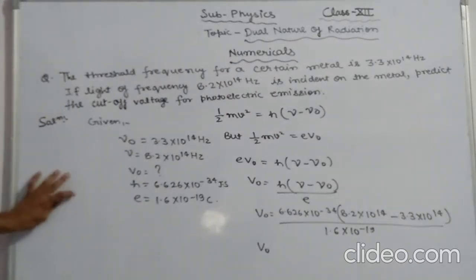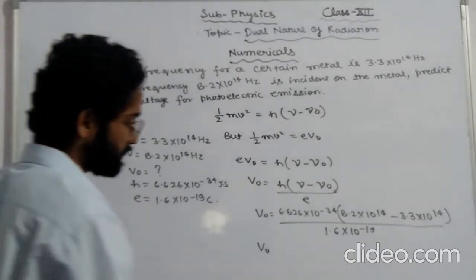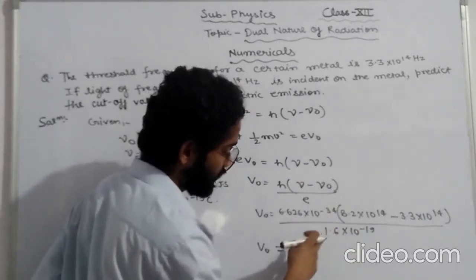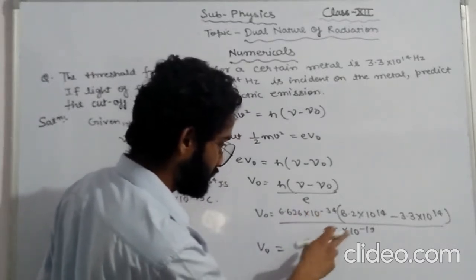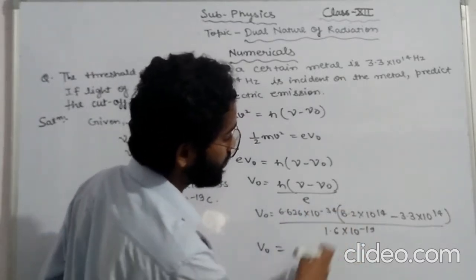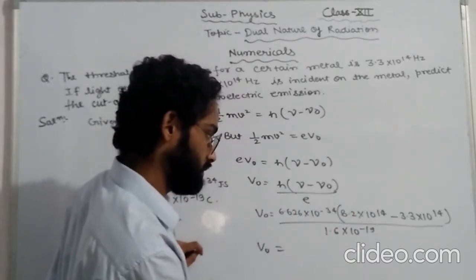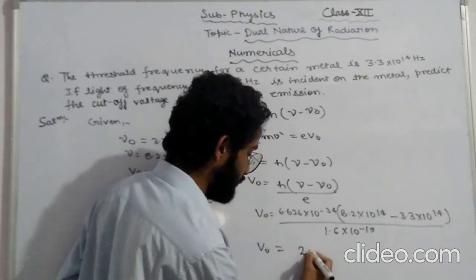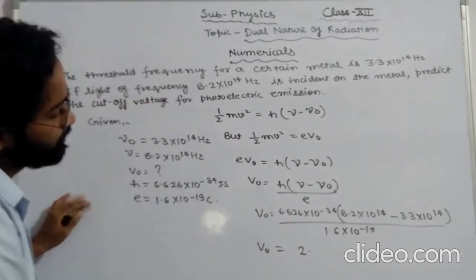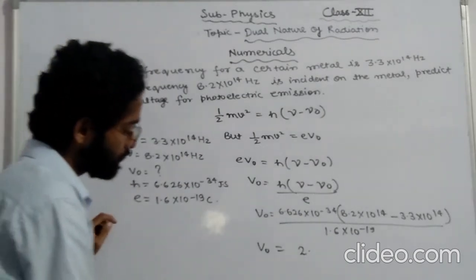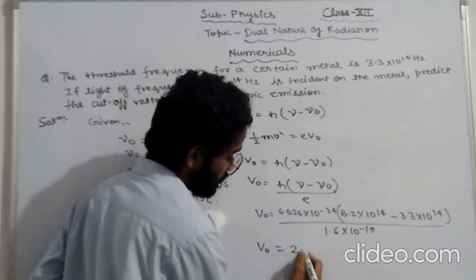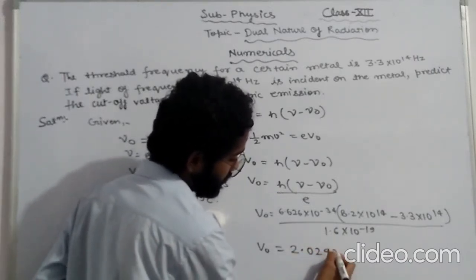Just subtract 3.3 from 8.2, then we can calculate the value, and when you solve, you'll get the answer. I'm solving it quickly. That is 6.626 × 10^−34 and 10^14, that goes upside, that becomes 2.0, actually this can become 2.0292 volt.